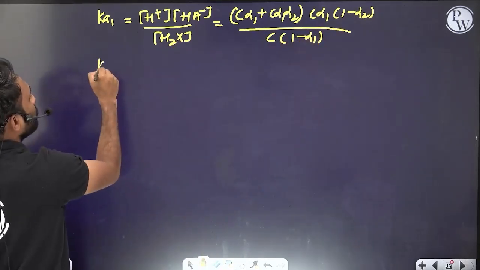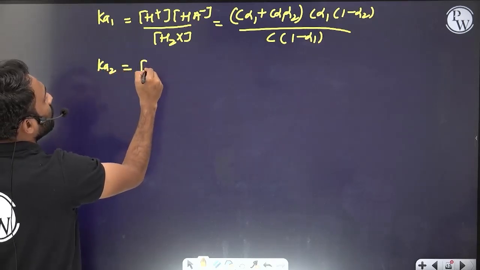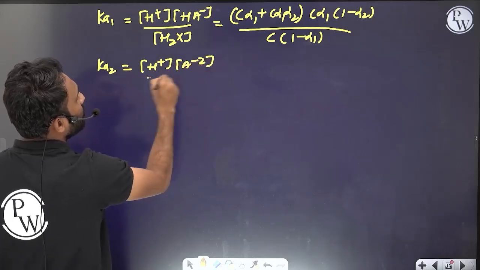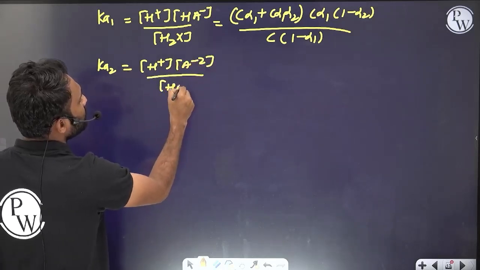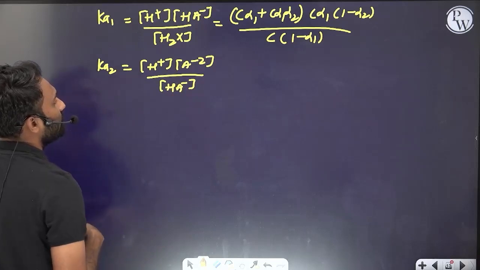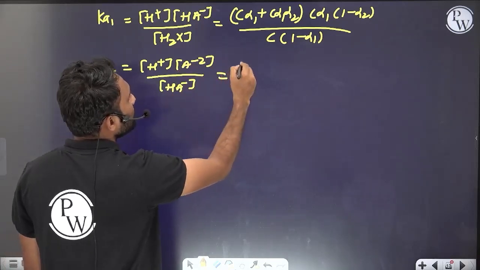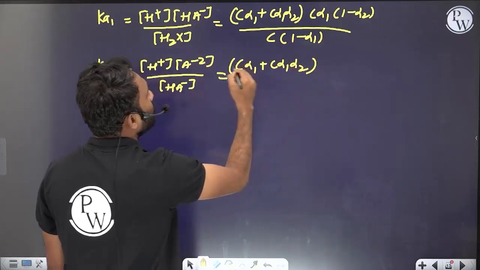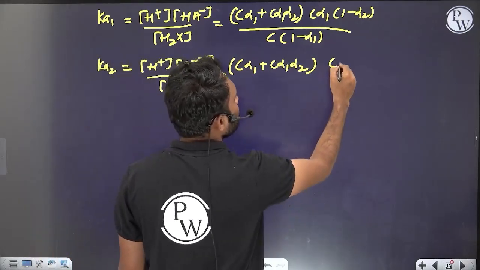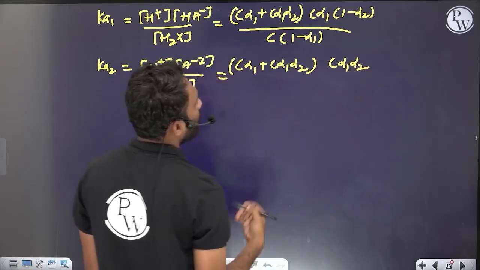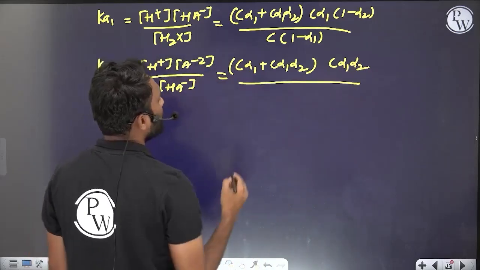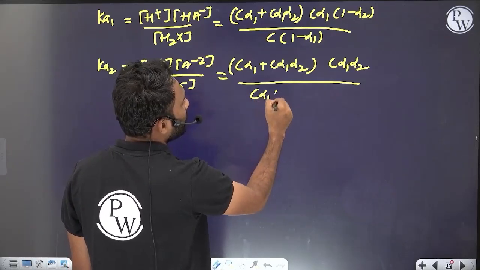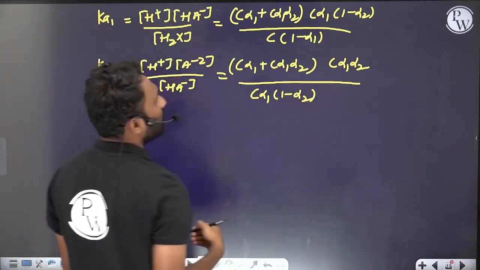Now Ka2 is equal to the concentration of H plus times the concentration of A minus 2, the conjugate base, divided by the concentration of HA minus. The H plus concentration is C alpha 1 plus C alpha 1 alpha 2. The A minus 2 concentration is C alpha 1 alpha 2, and the HA minus concentration is C alpha 1 into 1 minus alpha 2.